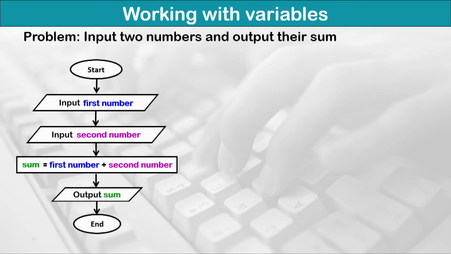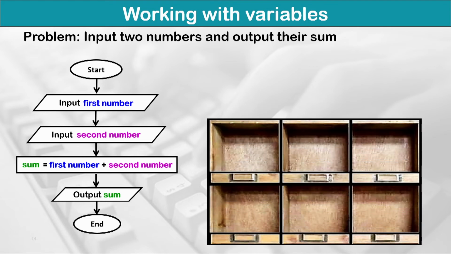Now let us see how to work with variables. We have the same problem, input two numbers and output their sum. The variables we are going to use are first number, and we reserve a location in memory for that. Second variable is second number. Again, we reserve a location in memory for that. And finally, to find the sum and store it in memory, we reserve a location for that.